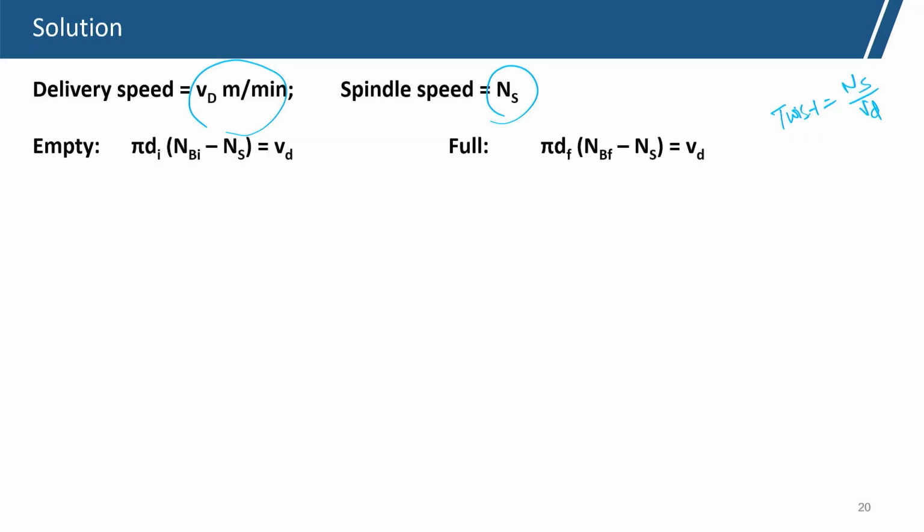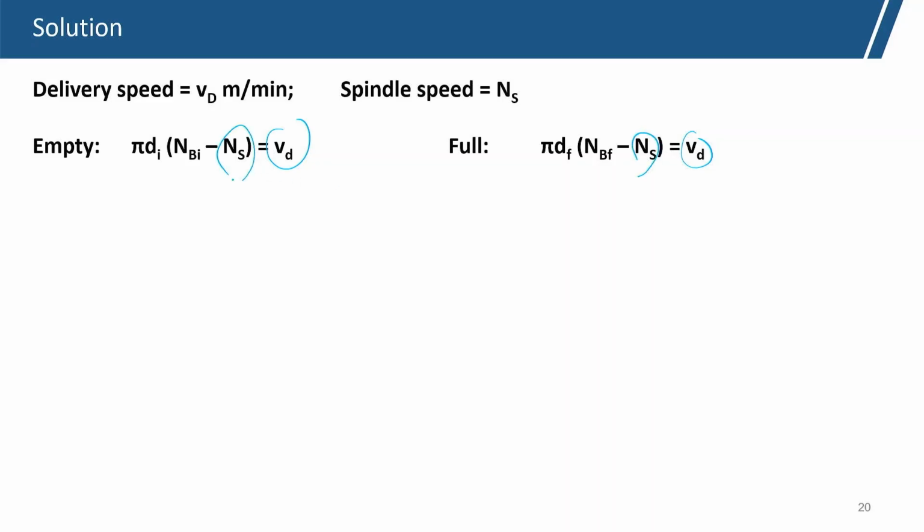So, empty bobbin diameter is d i, the initial bobbin diameter, and the final full bobbin diameter is d f, and for empty bobbin the speed relationship is pi d i multiplied by n bi, n bi is the initial bobbin speed, which is given, minus n s equal to V d, and for full bobbin pi d f n bf minus n s equal to V d. So, V d the delivery speed is constant and n s for both the equations is constant.